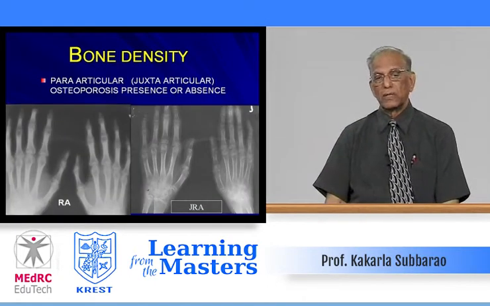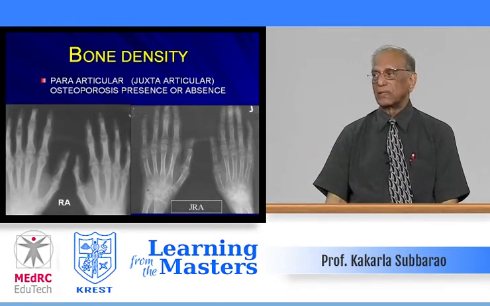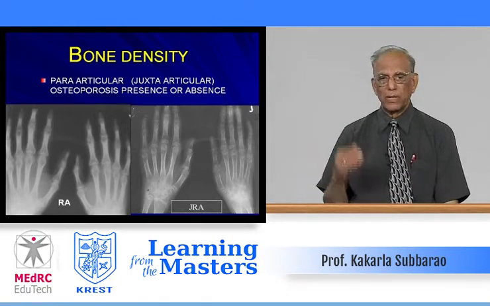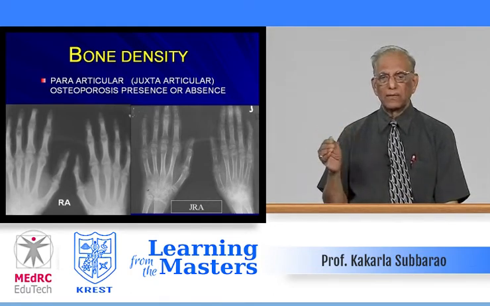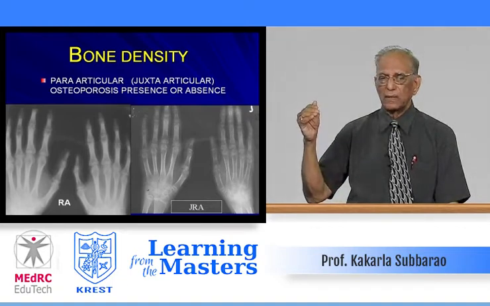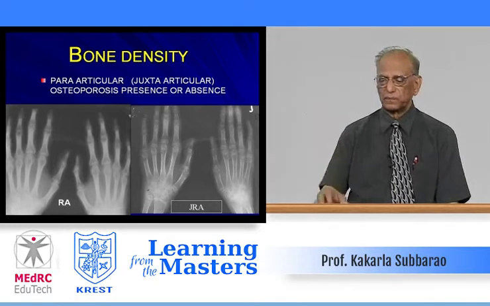And now we come to the second, AB, bone density. How does it help? Para-articular osteoporosis, either presence of it or lack of it determines the diagnosis. Osteoporosis is present at the articular margin, para-articular, not in the shafts.